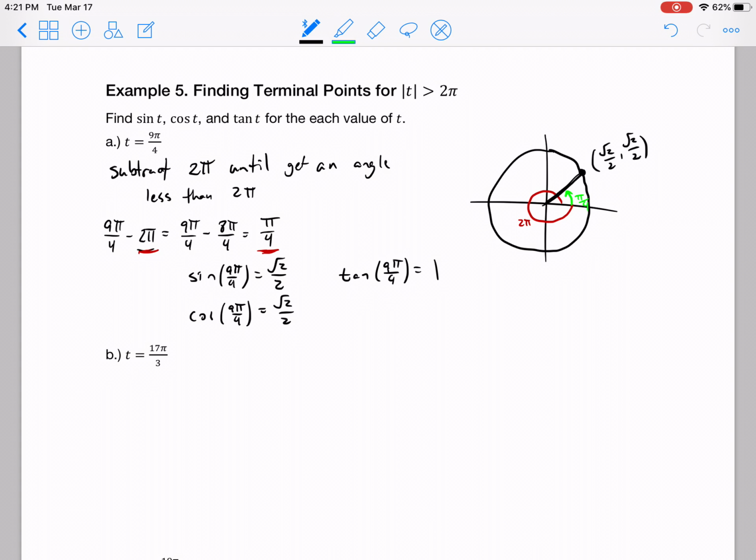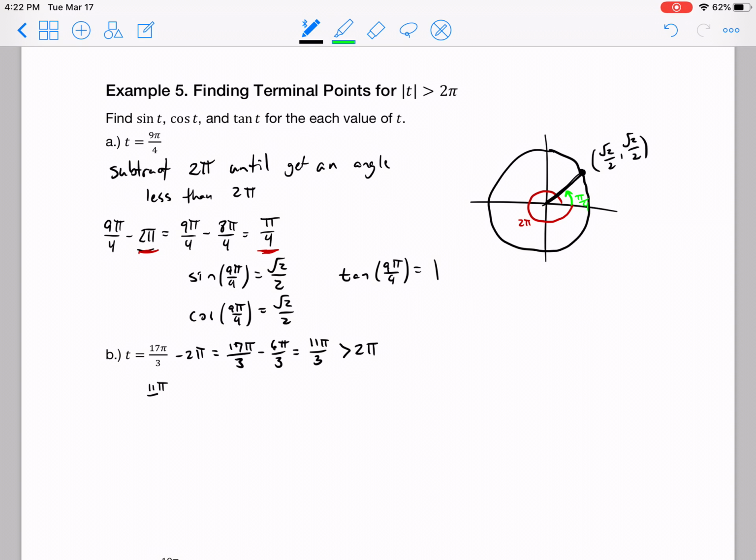All right, for the next one, I'll do one more and then I'll leave the last one for you. We need to do 17 pi over 3. So we need to start subtracting 2 pi's. So let's do a minus 2 pi, and we'll get 17 pi over 3 minus 6 pi over 3. Sorry, my handwriting's getting bad. That gives us 11 pi over 3. That's still greater than 2 pi, so we've got to do it again.